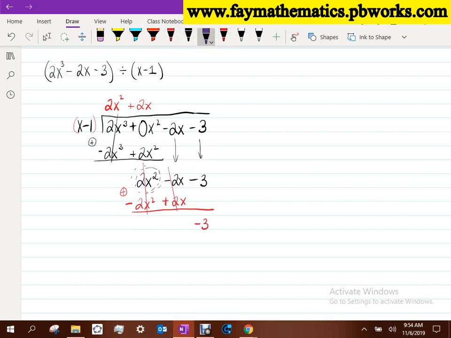Now we know that's our remainder because that's a variable of x with an exponent of 0, and when that exponent is less than the exponent of the divisor, which is 1 right now, that's when the division algorithm tells you to stop. So that's my remainder of negative 3. So I'm going to write plus negative 3 over my divisor of x minus 1.